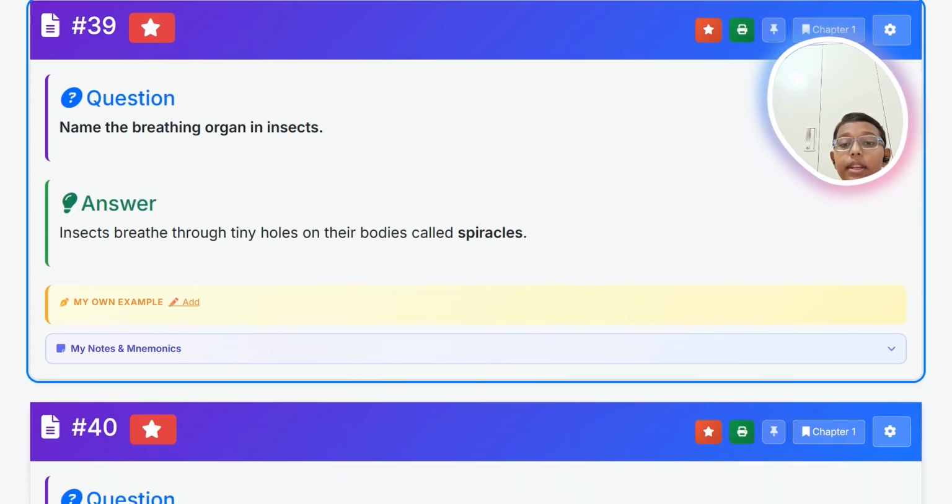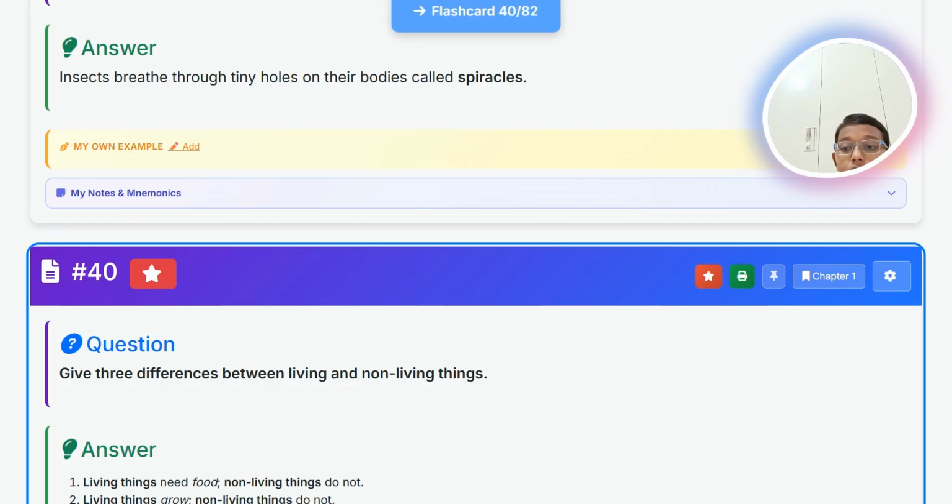Name the breathing organ in insects. Insects breathe through tiny holes on their bodies called spiracles.